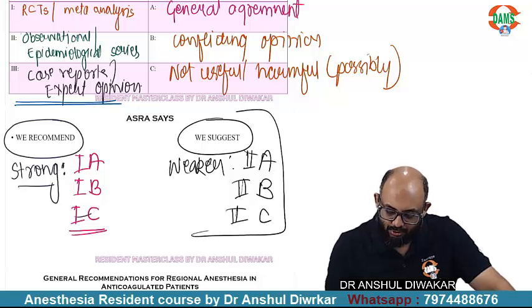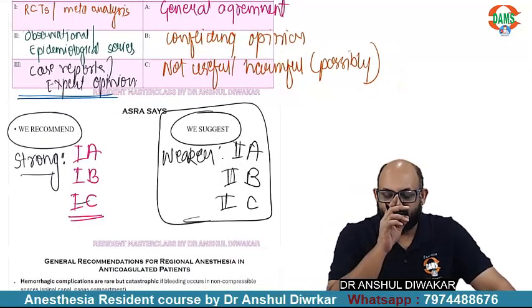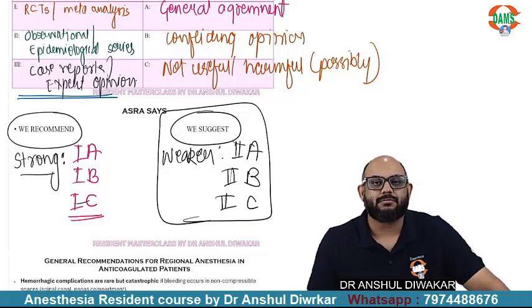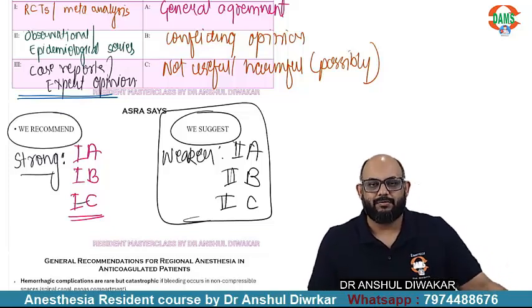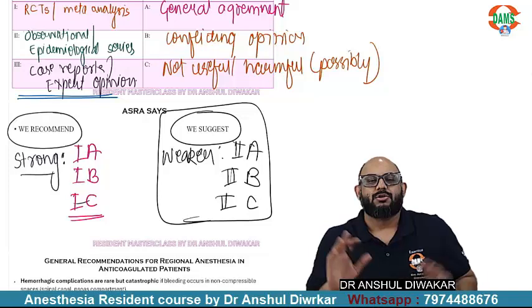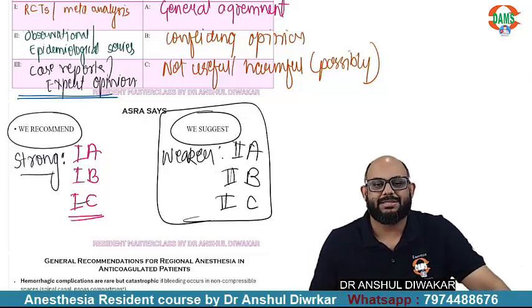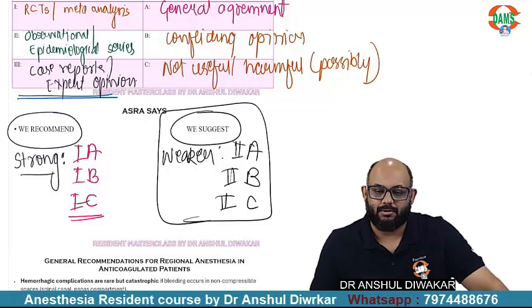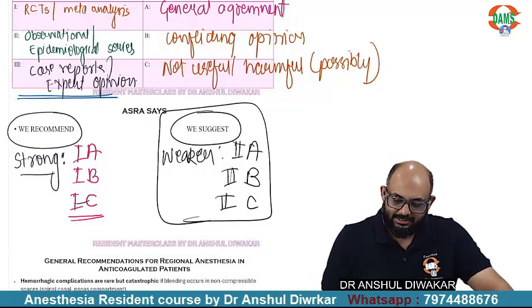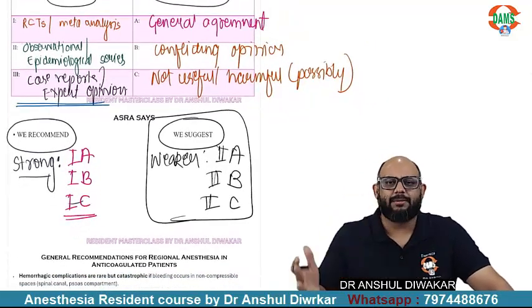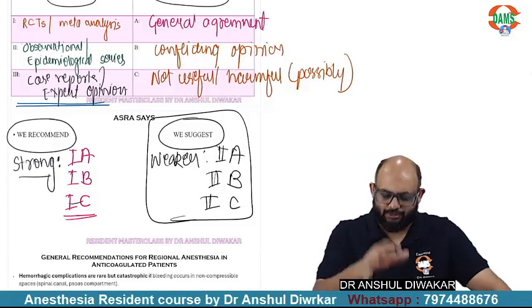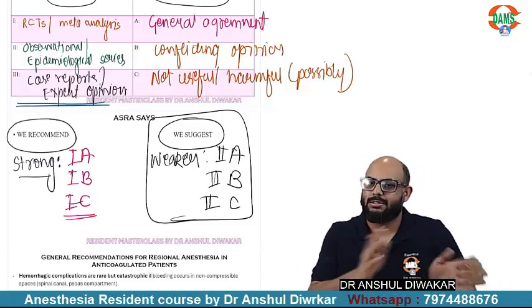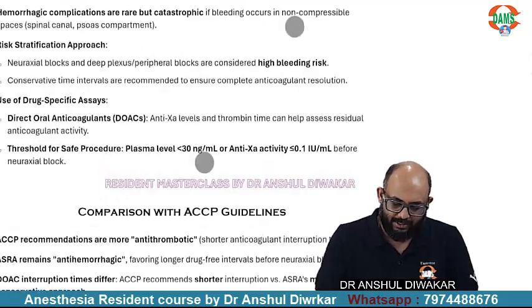And most of the places you will see the words we suggest rather than we recommend when you go into the guidelines, right? So ASRA says we recommend, we suggest. We recommend is strong: 1A, 1B, 1C, and we suggest is weaker: 2A, 2B, and 2C. All right. So this is about the starting point of what ASRA is saying, and I'm actually quoting the entire article in the way it is being written. So it's like a review of the article.